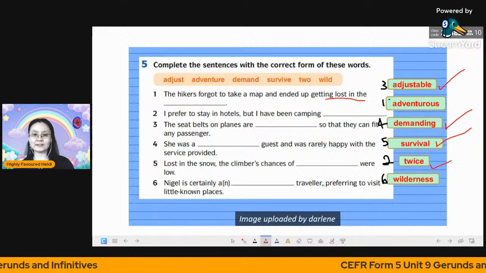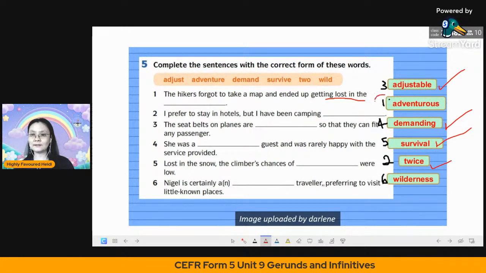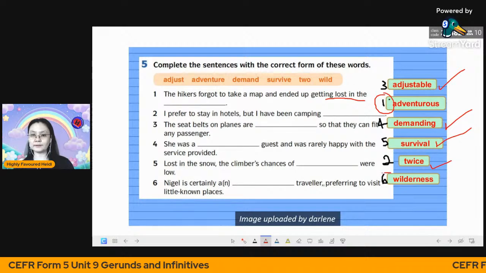Then Nigel is certainly a. Then this is the answer. Wilderness is for number 1. So this is exchange. Okay, class.